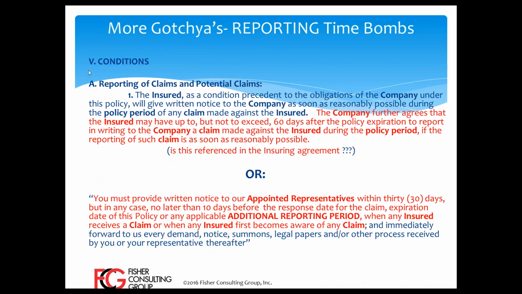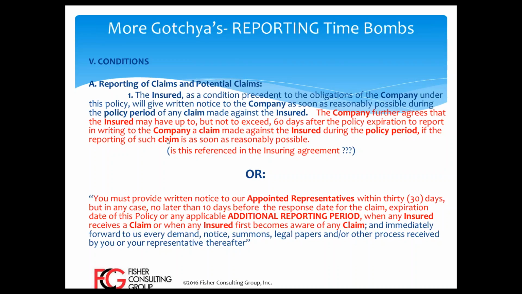Typically, in the condition section, there'll be this language, a condition reporting of claims and potential claims. And here's the language. The insured, as a condition precedent under this policy, will give written notice to the company as soon as possible or as soon as practicable. We've seen that language too. Within the policy period or during the policy period of any claim made against the insured. The company agrees that the insured may have up to 60 days after expiration to report that claim.